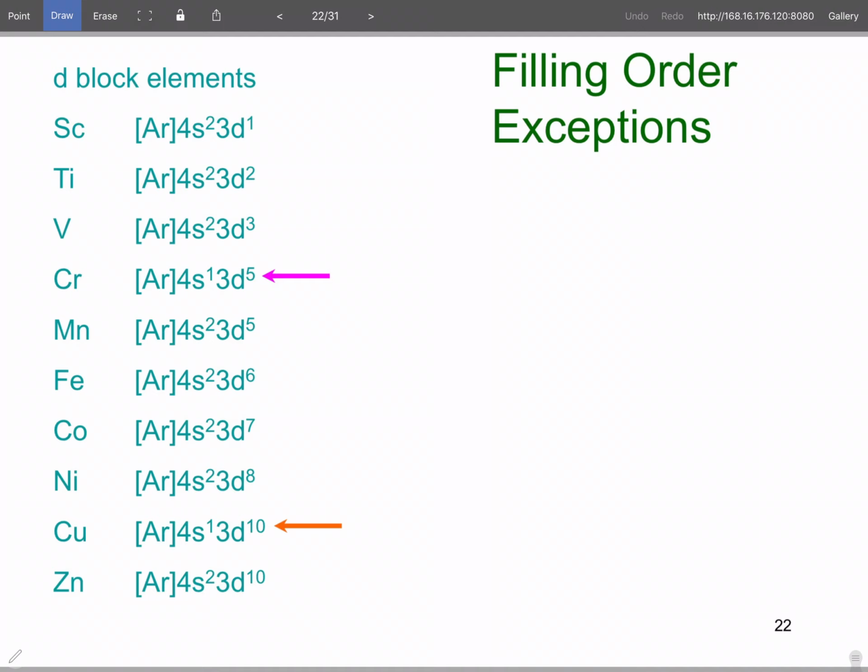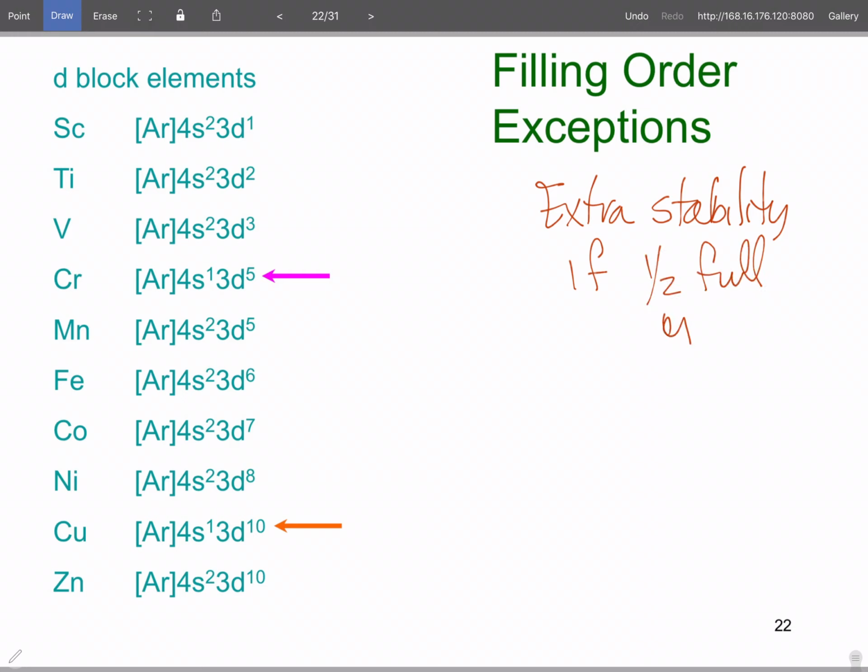Alright, now, one other thing we need to talk about is exceptions to the filling order. If you looked at the filling order in the book, you might have seen variations. We talked about the fact that if you have a full d orbital, you don't touch it, you don't gain or lose electrons. Well, the interesting thing about that is that you have extra stability associated with a half full or full subshell.